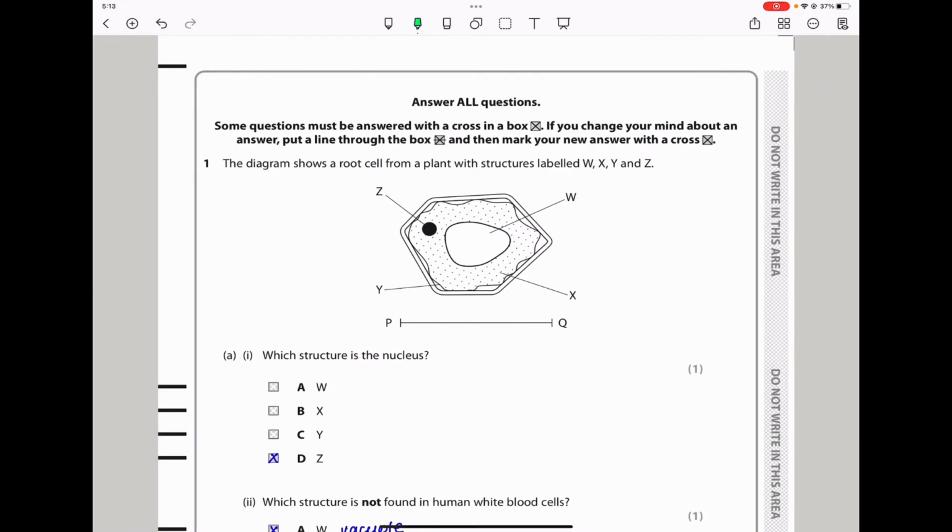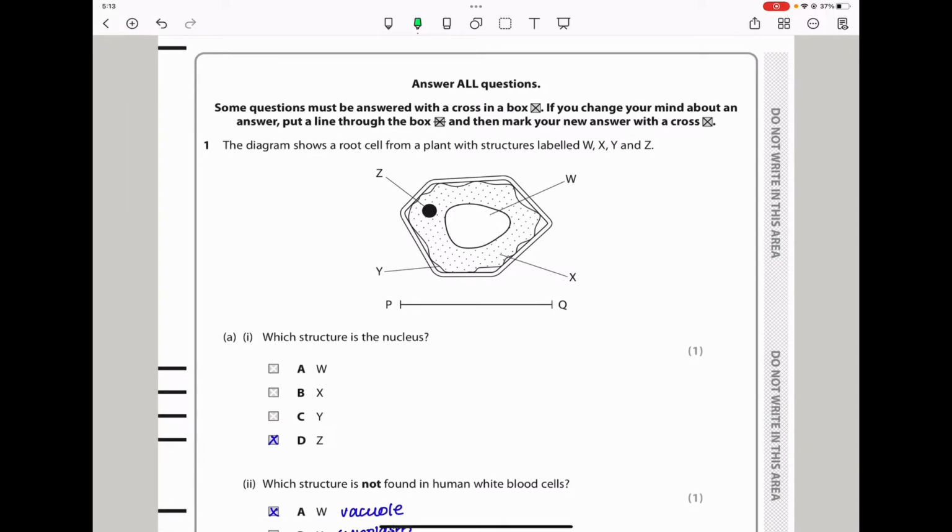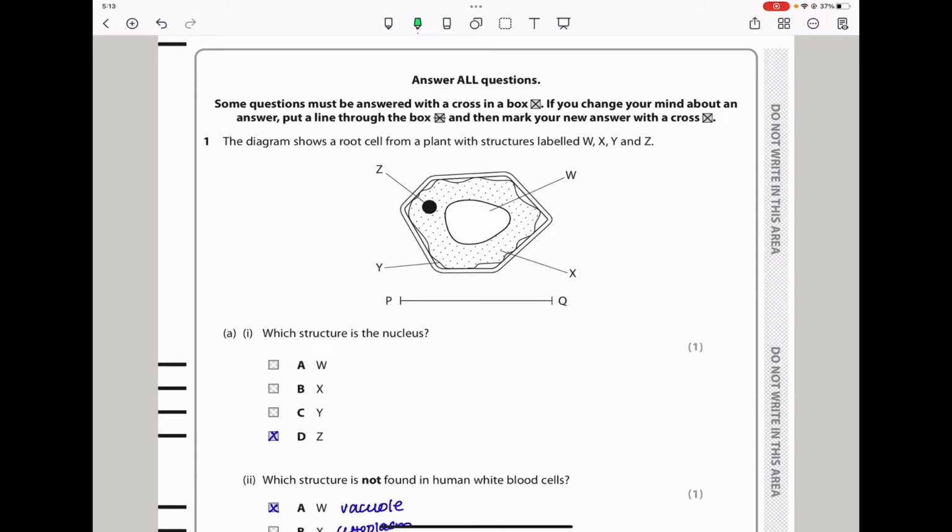Let's begin with question 1. It says, the diagram shows a root cell from a plant with structures labeled W, X, Y, and Z. So here they ask which structure is the nucleus. Of course, we can see this one here is going to be the nucleus.